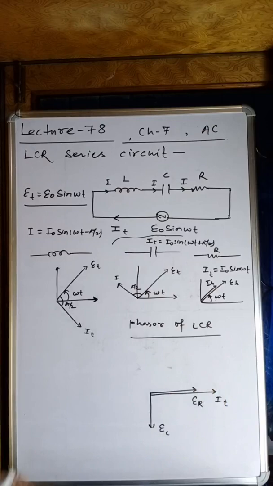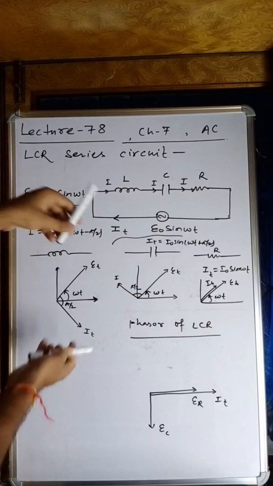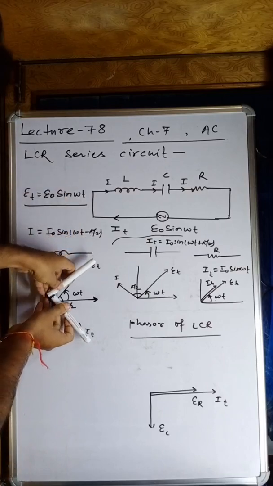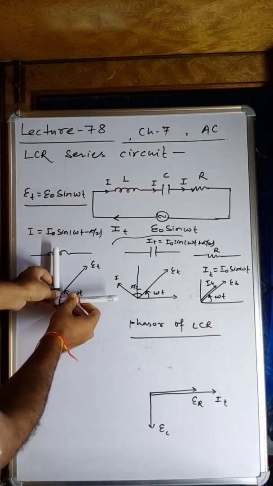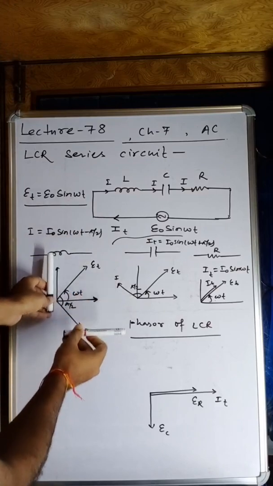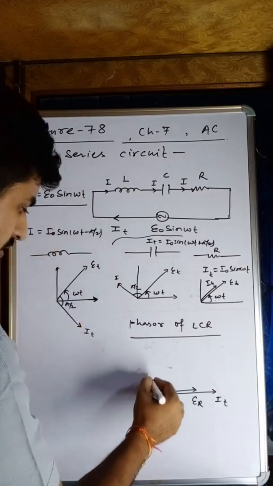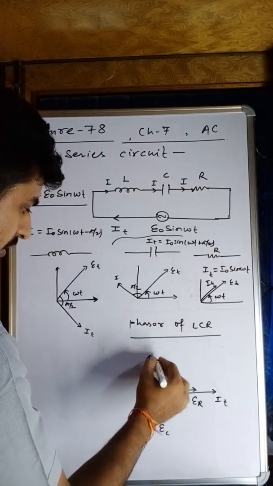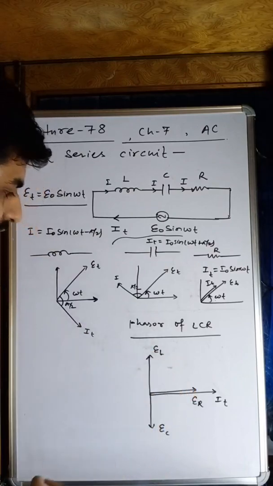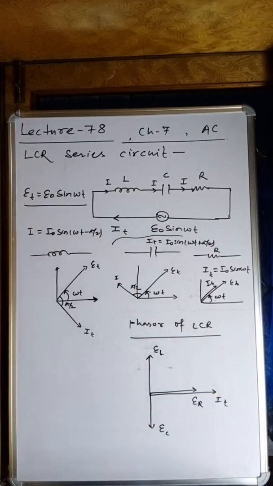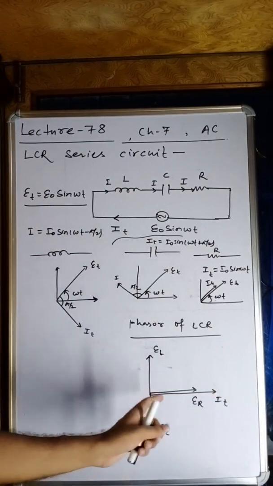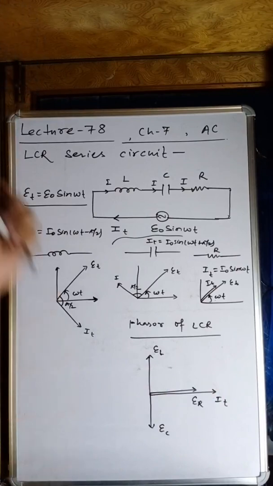I hope you understand. Now for this one, you have to rotate this current in this way. So the current goes in this direction and the voltage will be in the upward direction. So we will write here EL in this direction and the current goes in this direction. This is the final phasor diagram of the LCR series circuit. Now we will study the cases one by one.